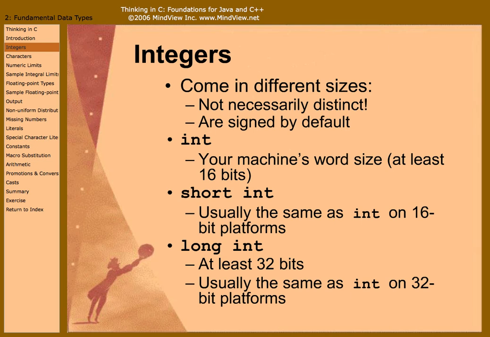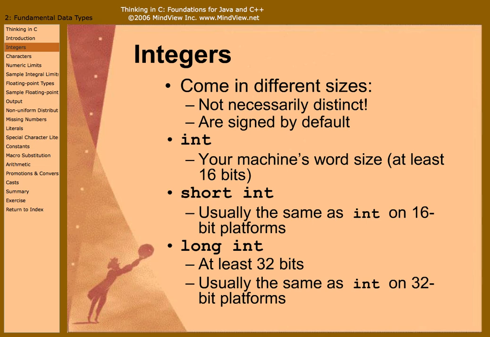Integers come in different sizes in C, which shouldn't be surprising since it's a systems programming language. And so you have different sizes of integers for different purposes. The most important one being the int, which matches the word size of your machine. And so most machines are 32-bit nowadays or bigger. And so that's the size that an int would be. And the C standard guarantees that an int would be at least 16 bits.